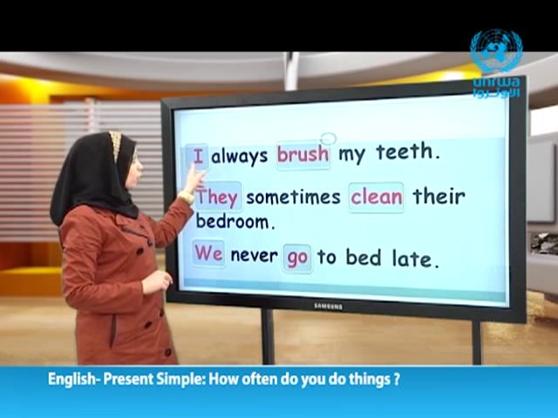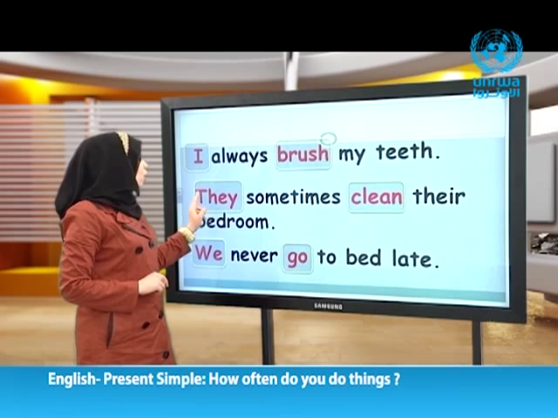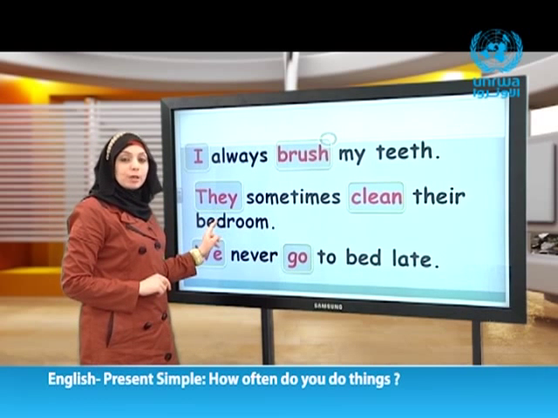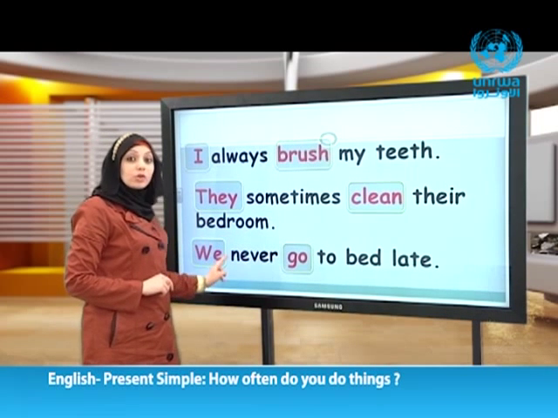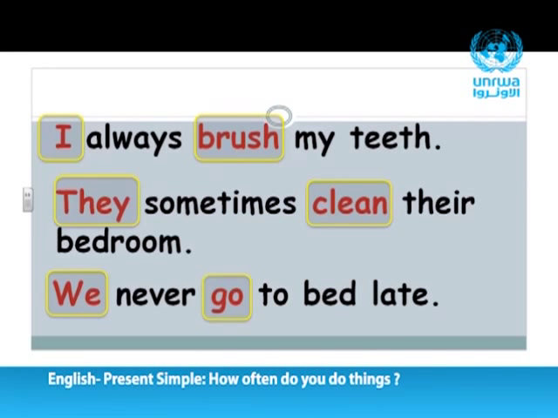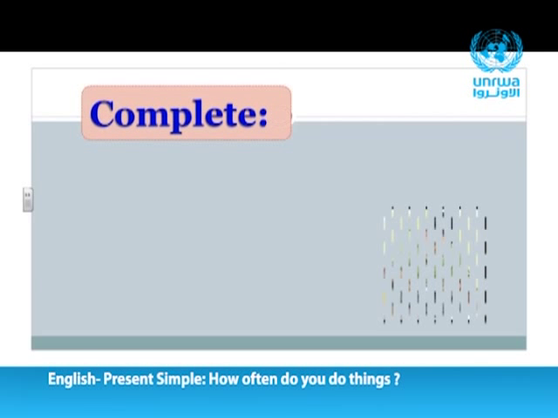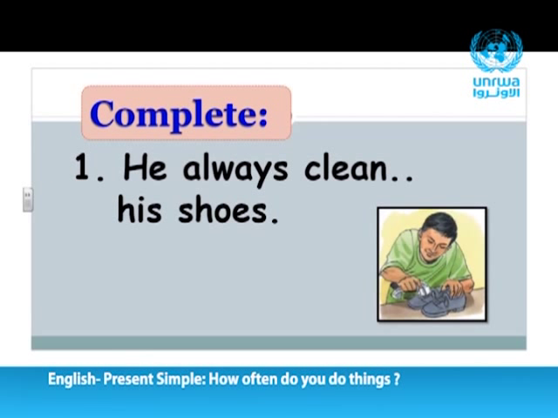Again, I always brush my teeth. They sometimes clean their bedroom. We never go to bed late. Very good. To check your understanding, we have this activity which is complete. Here we have a sentence with a picture. Number one, he always clean his shoes.